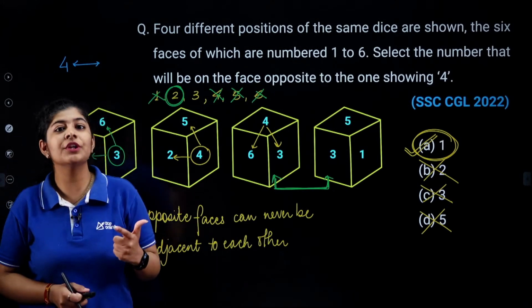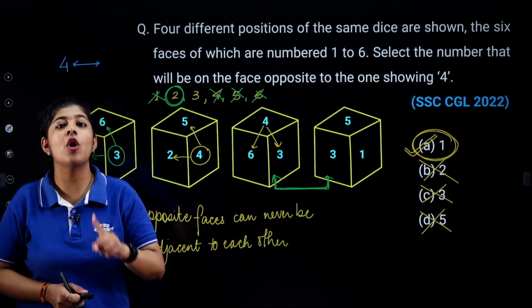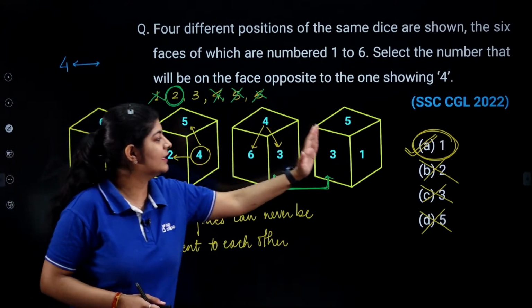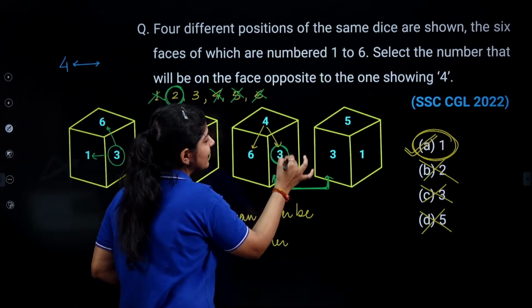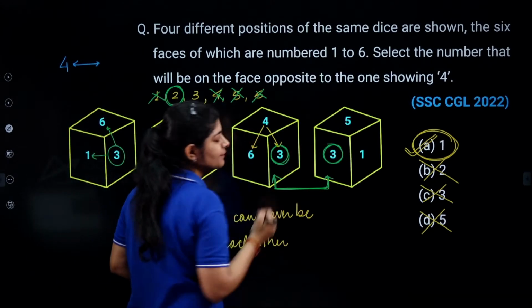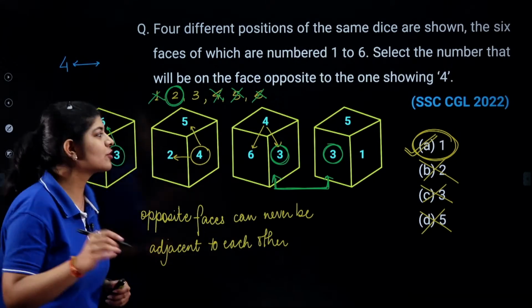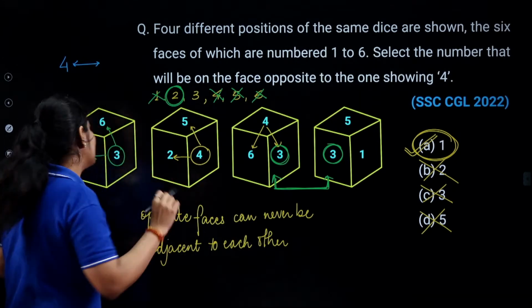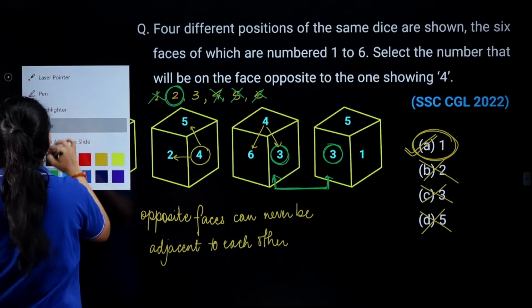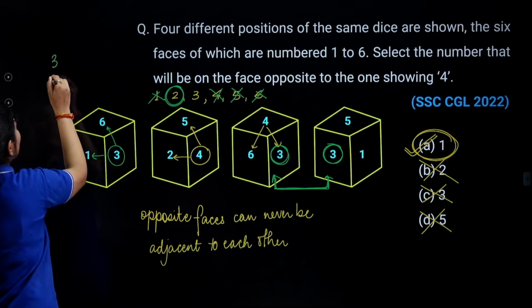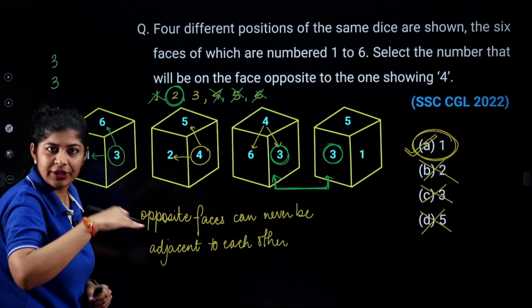So first, you need to find out the common face between these 2 given figures. Here I can easily say that the number 3 is common. Just simply write that particular number which is common. So here 3, I am just writing in 2 different rows.